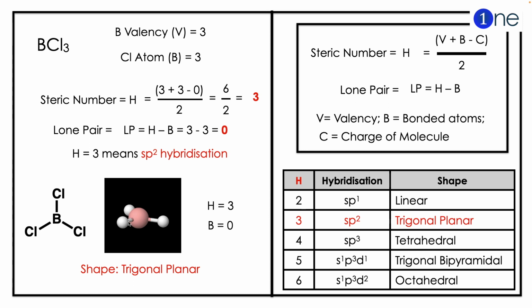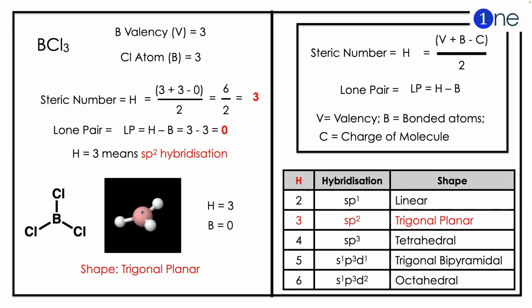Here, to find the hybridization, you should know the steric number. Steric number is (V plus B minus C) divided by 2. V is the valency of boron. B is the bonded chlorine atoms. So there are 3 chlorine atoms, so 3. If you substitute in the formula, you get steric number 3.